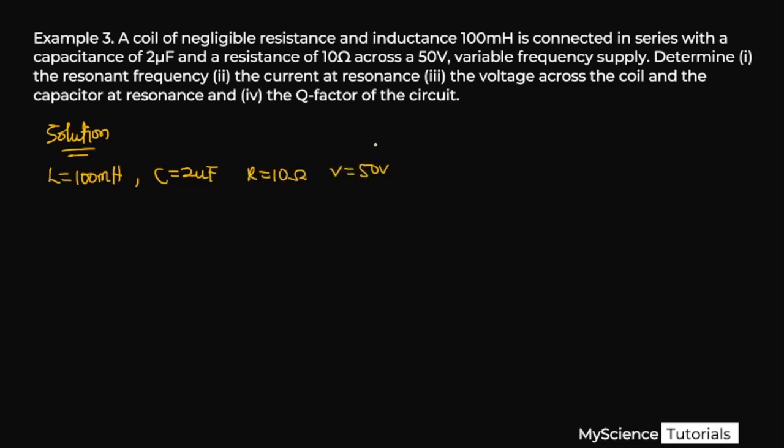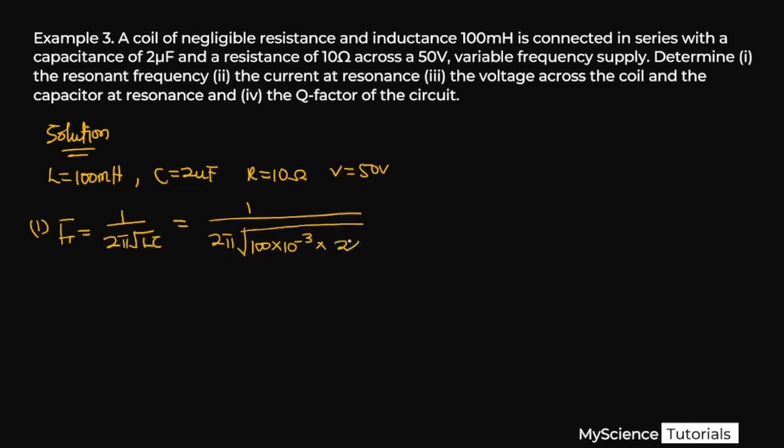And we're asked to first of all find the resonance frequency. So let's do that. Resonance frequency FR is equal to 1 over 2 pi root of LC. So this is equal to 1 over 2 pi root of our L, which is 100 times 10 raised to the power minus 3, multiplied by the C, which is 2 times 10 raised to the power minus 6. Then if we compute everything, we are going to get the resonance frequency of 355.88 hertz.